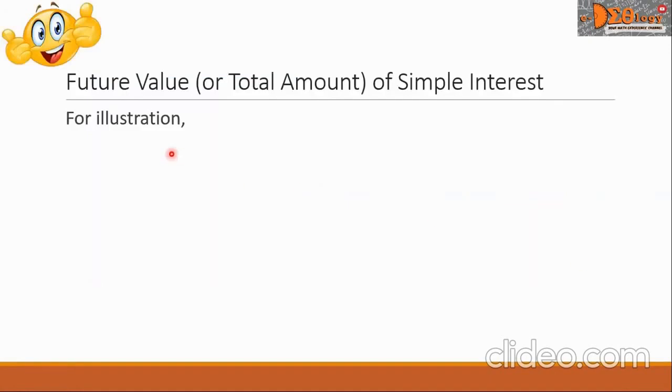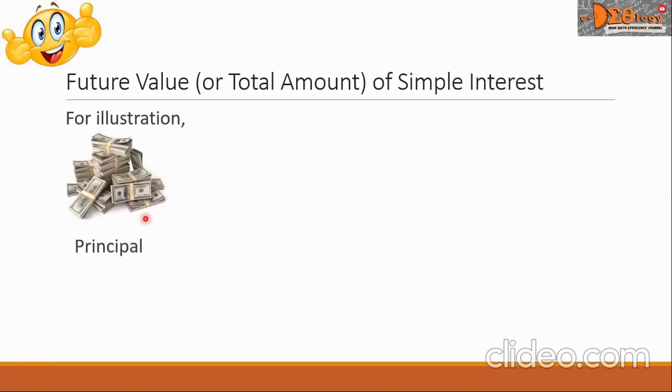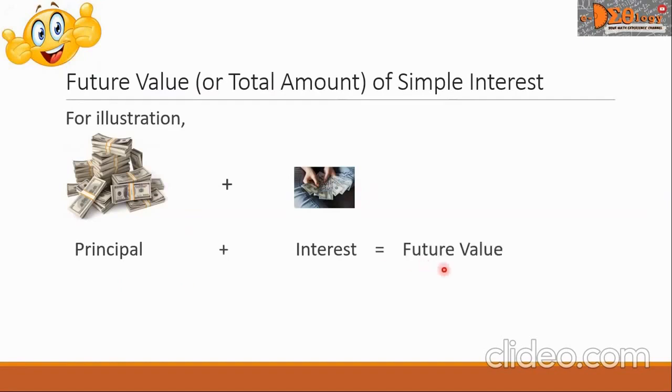For illustration, we have here money, and if this money is loaned, we call this now the principal. Later on, the principal will incur another money, and this is called interest. If we add the principal and the interest, we will get this future value or total amount.